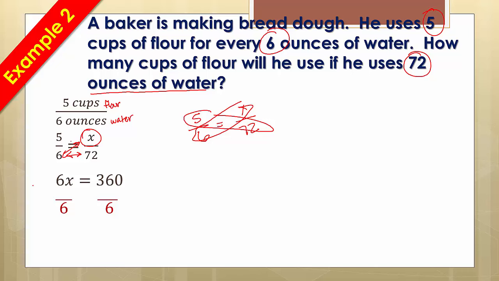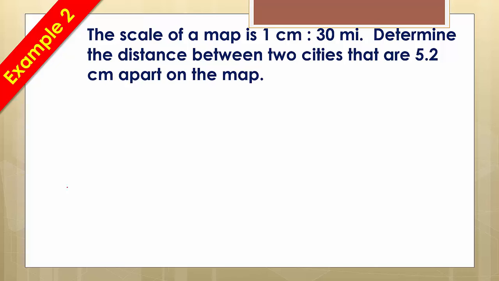And then, as usual, go ahead and divide both sides by 6, because that'll cancel the 6's out on that side. And then you just have 360 divided by 6, which is 60. So you would need 60 cups of flour. And that's your answer. All right, last example. That should say example 3, not 2. We're going to go ahead and fix that.